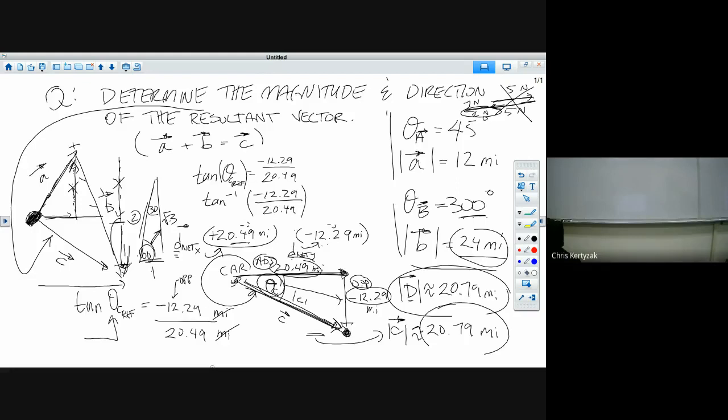And now it says, all right, what's your ratio? Negative 12.29 divided by 20.49, close parentheses, enter. My calculator is giving me an answer of negative 30.95 degrees.